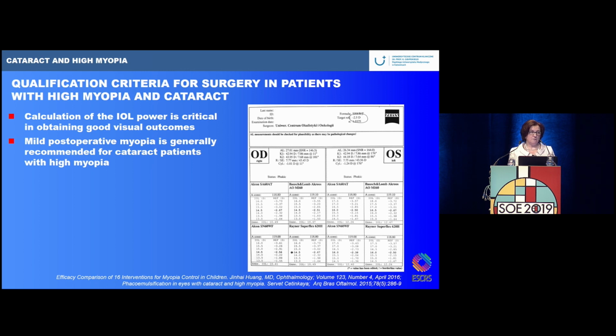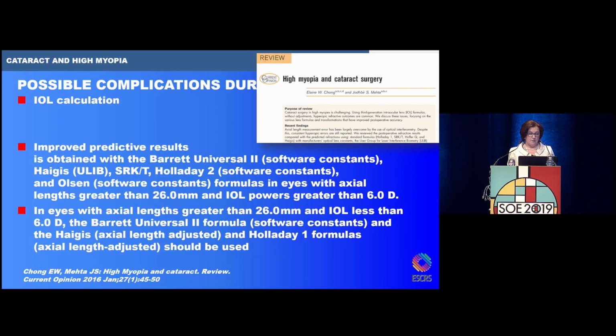We can also focus on the calculation of the IOL. The power is critical in obtaining good visual outcomes post-operatively. Mild post-operative myopia is generally recommended for cataract patients with myopia. We can see in the literature some discussion about which formula we should use. In eyes with axial length greater than 26 millimeters and IOL less than 6 diopters, the Barrett Universal II formula and the Haigis and Holladay 1 formulas should be used. You can find this in most of the articles.